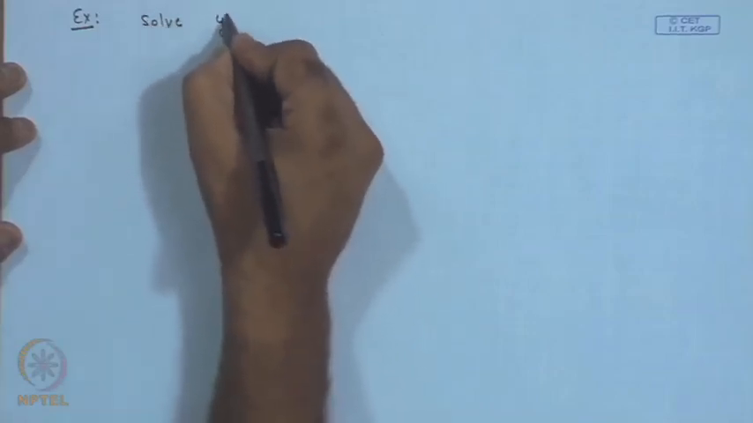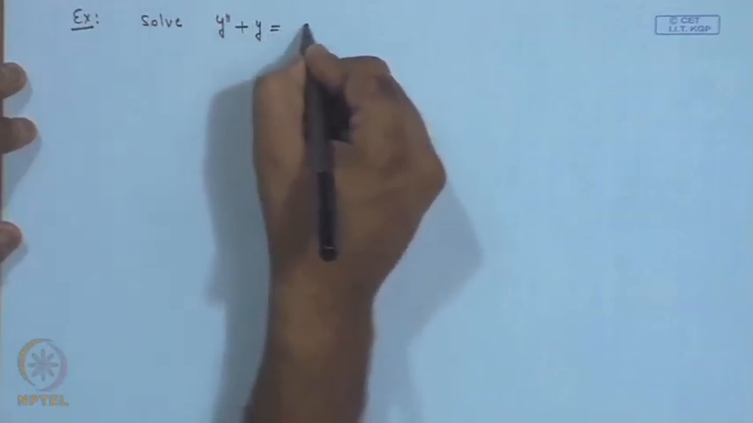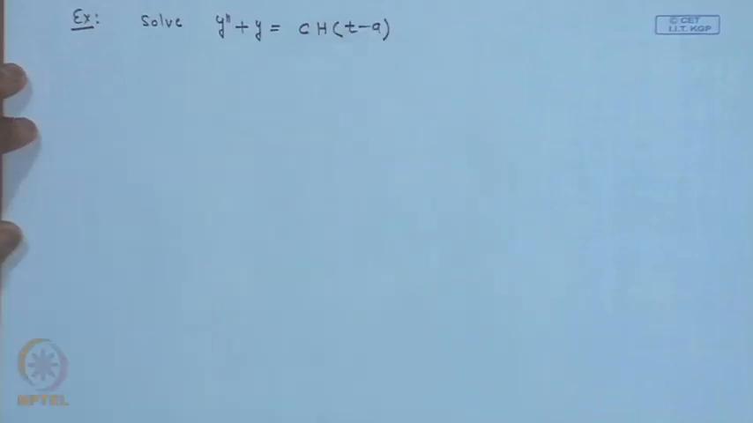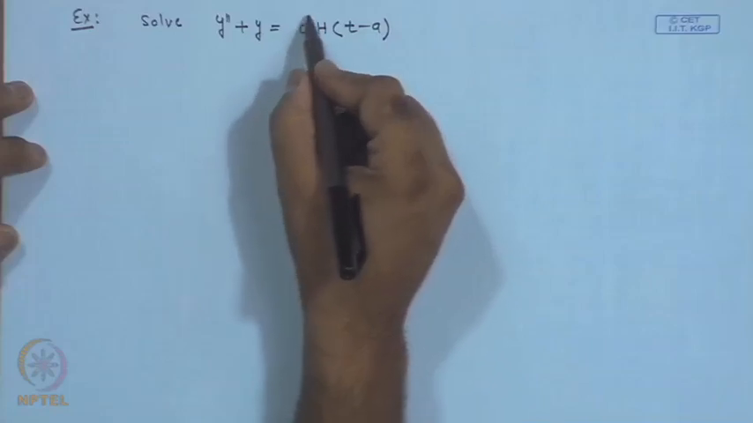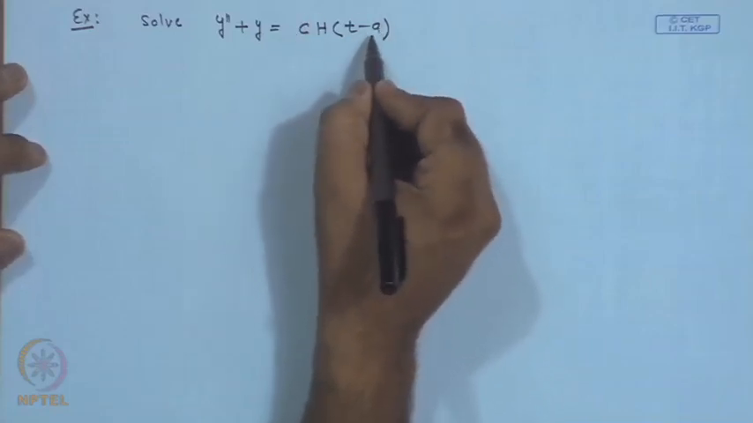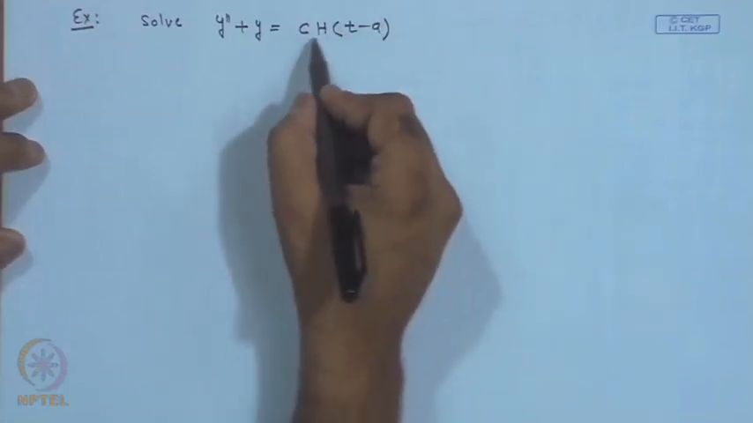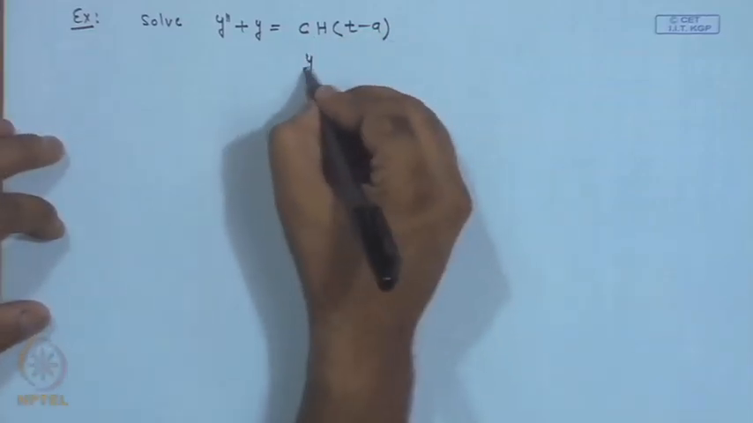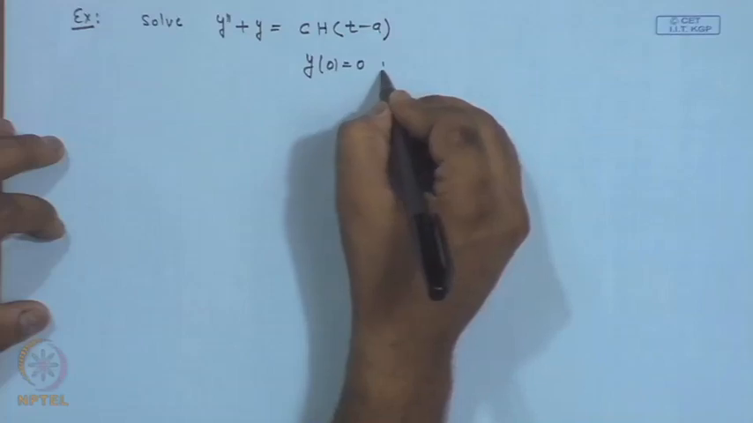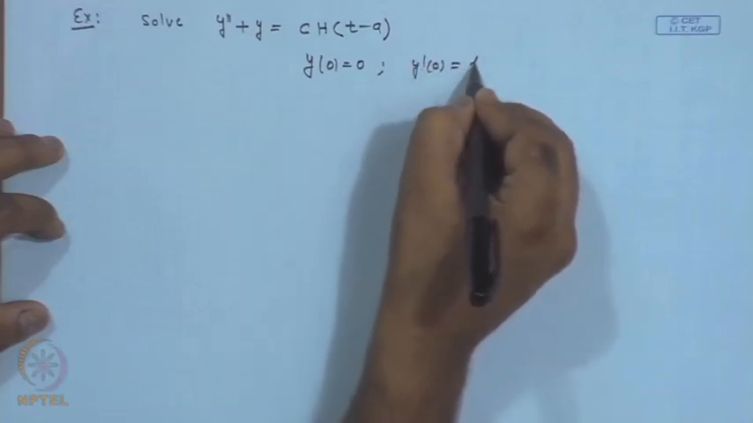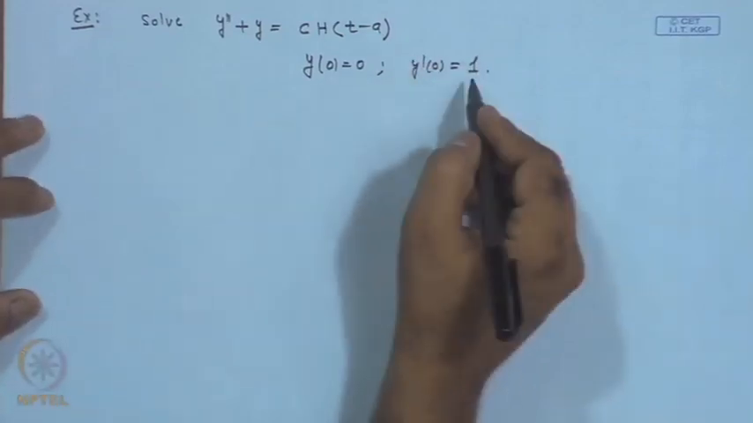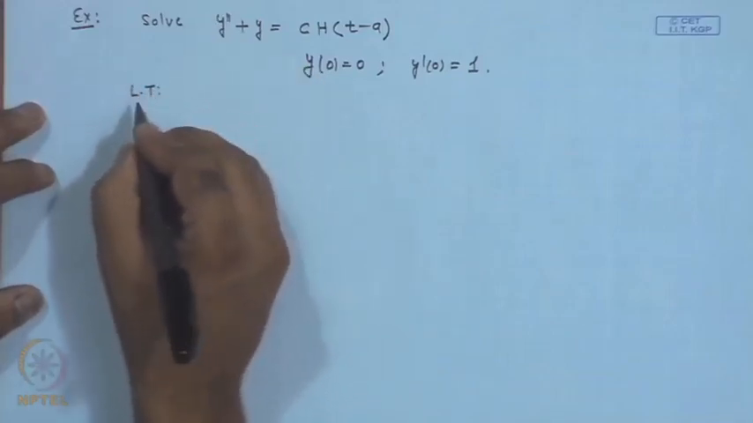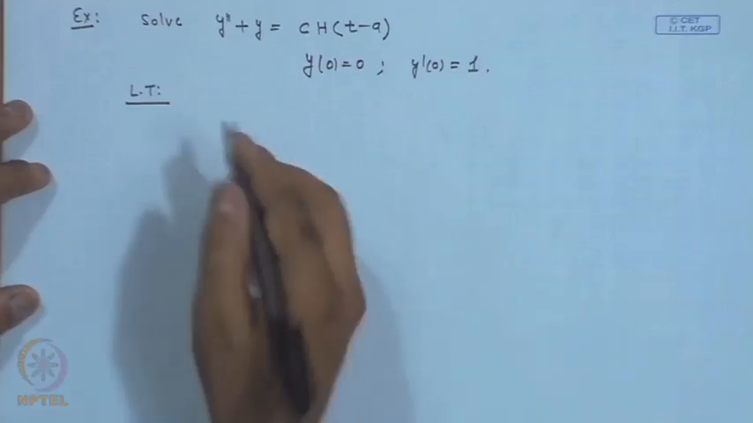So, solve y double prime plus y equals c times the Heaviside function H(t minus a), or unit step function. Here c is a constant when t is greater than a, some positive value, and this is 0 when t is less than a. The initial conditions are given: y(0) is 0 and y prime 0 is 1. So, again we take the Laplace transform of both sides of the equation.